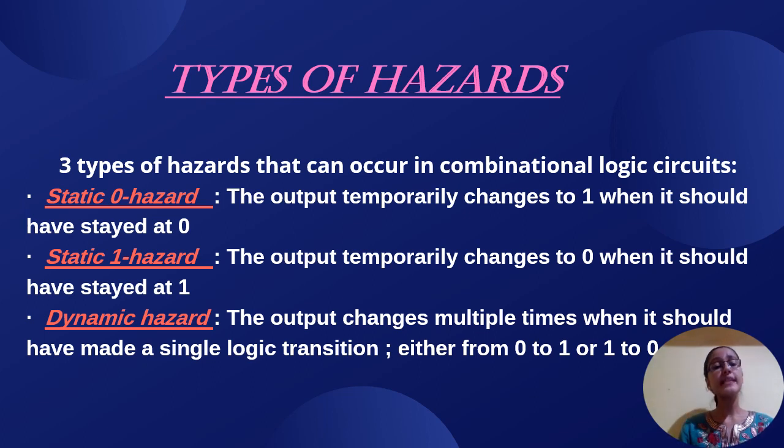So, static zero hazard. In a static zero hazard, the output temporarily changes to 1 when it should have stayed at 0. In a static 1 hazard, the output temporarily changes to 0 when it should have remained at 1. In a dynamic hazard, the output changes multiple times when it should have made a single logic transition, that is either from 0 to 1 or from 1 to 0.